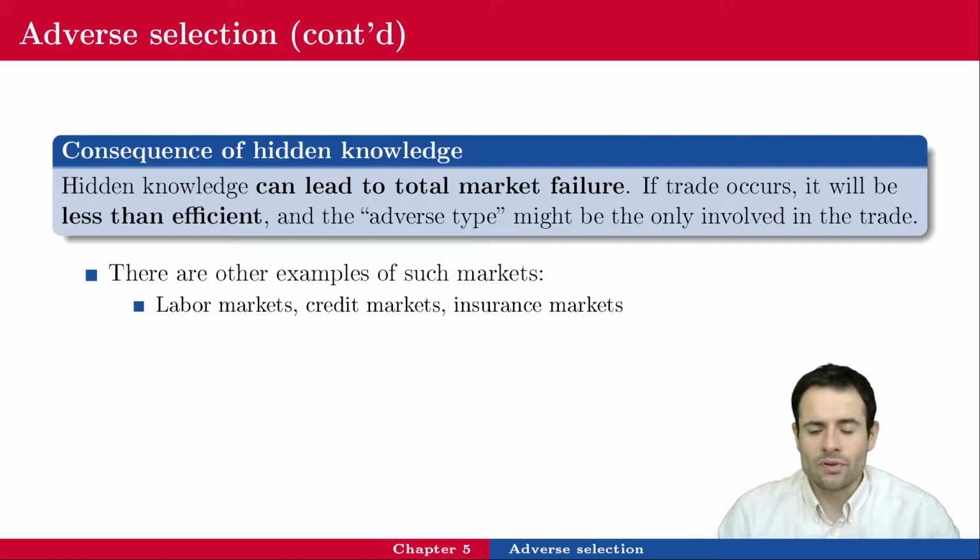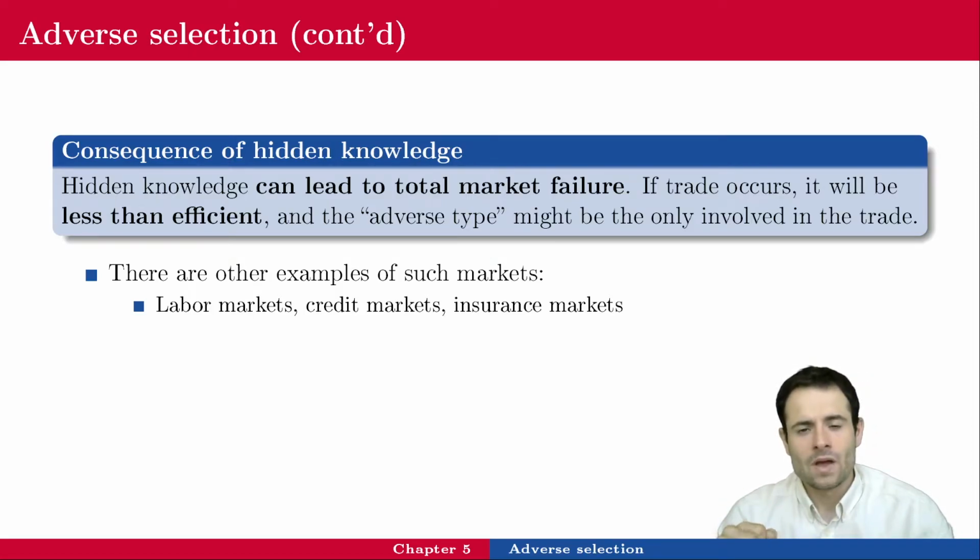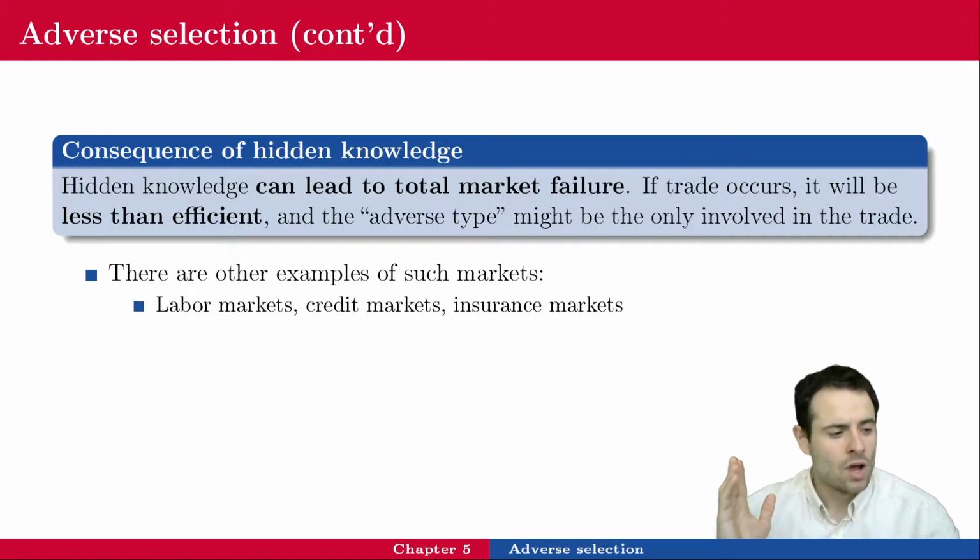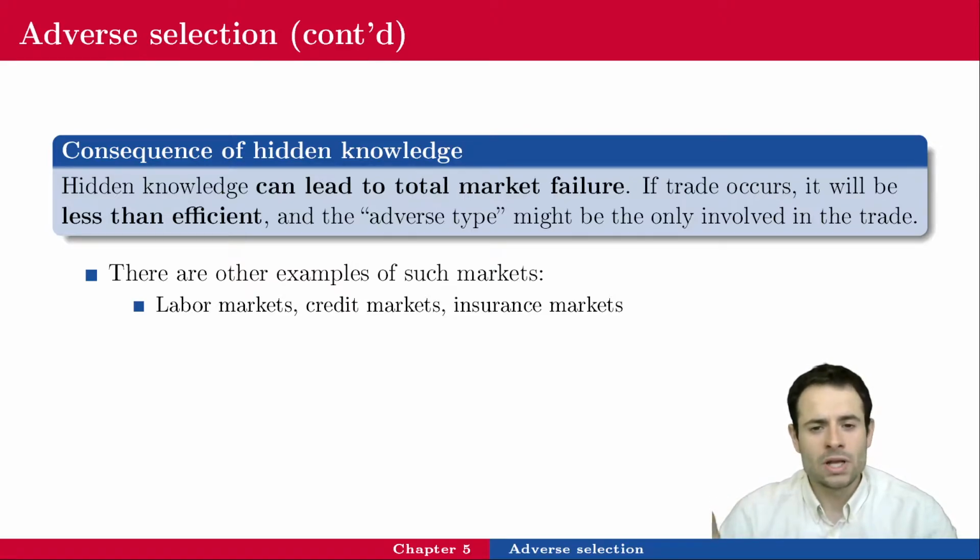Think about other examples. Labor markets, credit markets, insurance market. Let me give you, for instance, the example for the credit market. Imagine that you have two types of borrowers. The risky type, the kind of borrower who's going to spend his money and gamble and might not be able to repay, and the safe borrower, somebody who's been having a very clean credit history, somebody who wants to pay back on his mortgage every month, somebody who will not default on the loan.